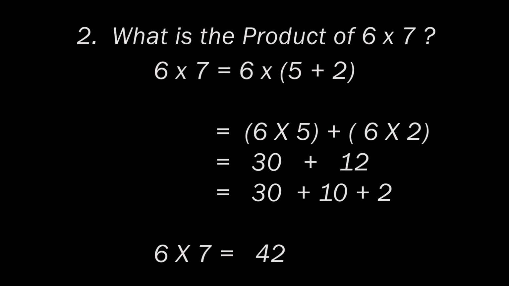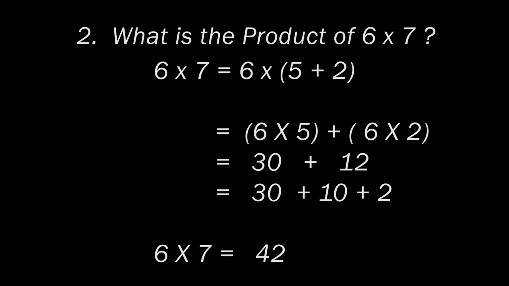What is the product of 6 times 7? Again, you have to expand the second number. 6 times 7 equals 6 times bracket 5 plus 2 bracket. Now you must multiply the 6 times the 5 and times the 2. So you'll have 6 times 5 in brackets plus 6 times 2 in brackets.